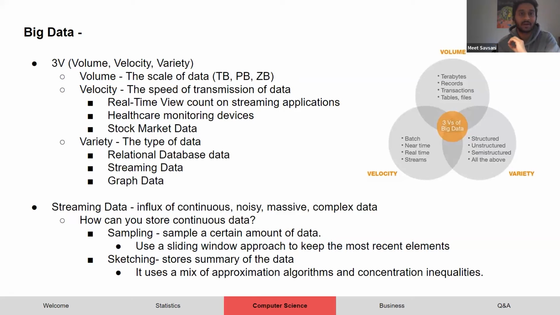So we'll still have fault tolerance to incomplete data. For that, we have sketching. Sketching stores a summary of all the data points, and it's a very complex algorithm because it uses approximation algorithms and concentration inequalities. It's a complex method, but it's more reliable and better than sampling.